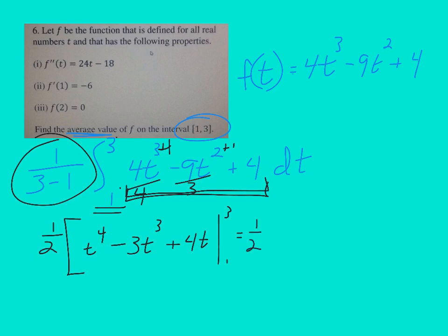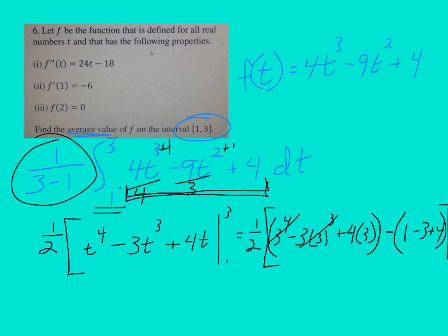So that is 1/2. And something nice happens here when I put this in. I'm going to get 3 to the 4 minus 3 times 3 cubed. Well, that is just going to cancel each other out. And then I get plus 4 times 3. Now that whole part there is the top. I'm going to subtract the bottom. So all of this with 1. So that is 1 to the 4, that's just 1, minus 3 times 1 cubed, well that's 3, plus 4. So I know I abbreviated a little bit there to squeeze it all in.